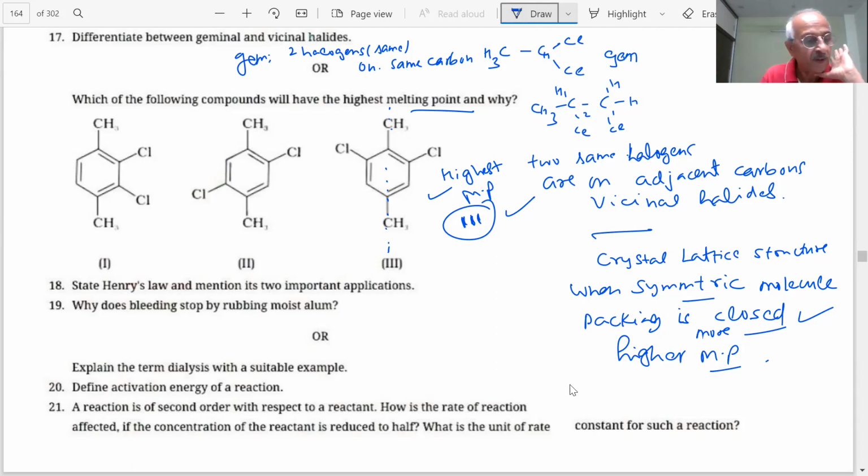Okay, important. State Henry's law and mention two important applications. You already know the statement of Henry's law. It is given in the book also. Nothing to explain to you. Just write the statement of Henry's law. The partial pressure of a gas is proportional to its mole fraction. Two applications are important, applications are always asked. For Henry's law, you are aware of it.